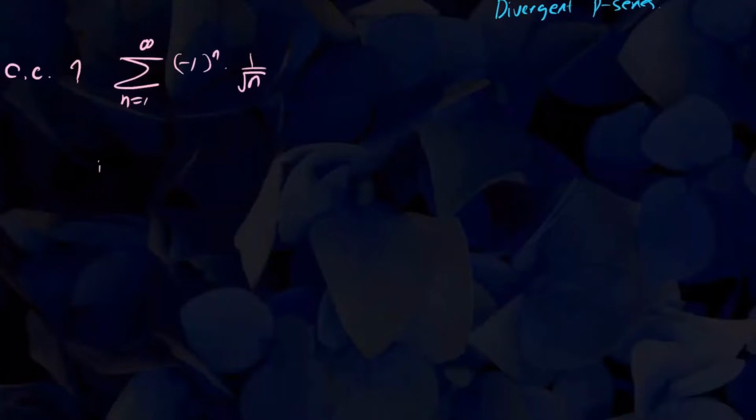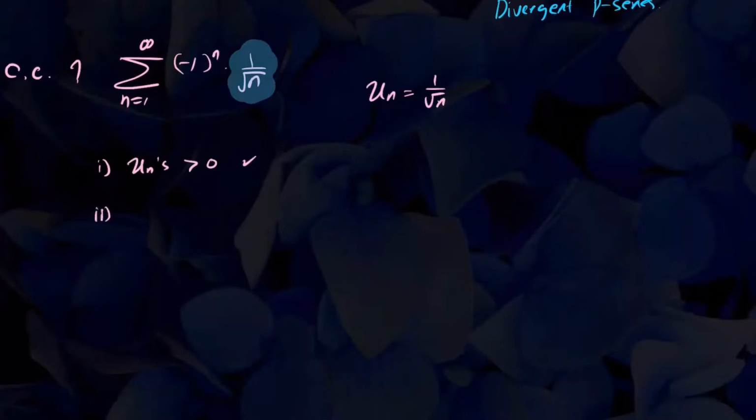The first condition we need to satisfy is that our formula for u sub n is positive, and it is. Your u sub n is 1 over the square root of n. If you plug in n equals 1, 2, 3, they're all positive terms. So this is checked. The second condition is that they're decreasing.